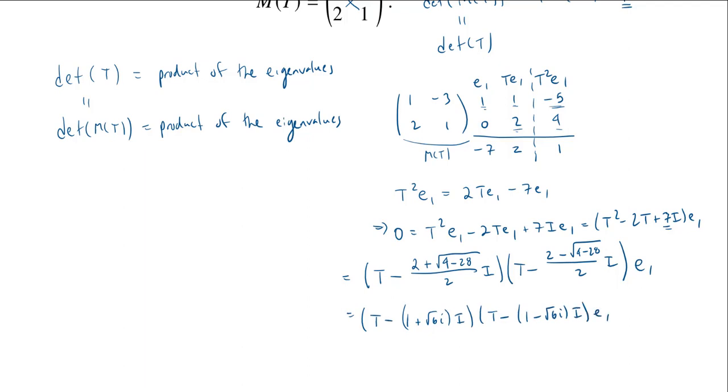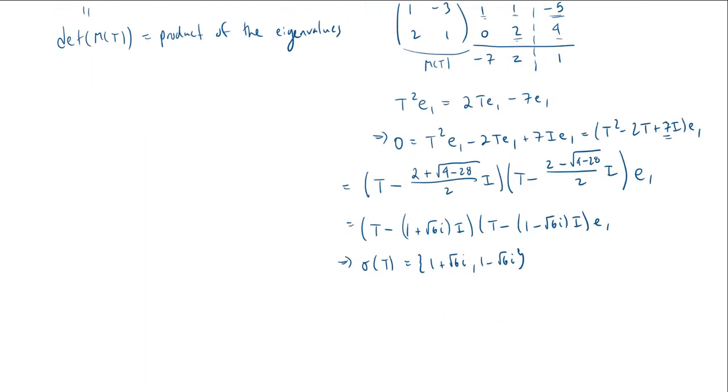And so we see from here that we're going to get 2 eigenvalues. The eigenvalues of T are going to be precisely 1 plus the square root of 6 i and 1 minus the square root of 6 i. And the product of those two eigenvalues is exactly going to be this 7. All right, nothing actually surprising about that. That's what happens when you factor a quadratic. The two roots that you get, their product will be the constant term of the original quadratic.